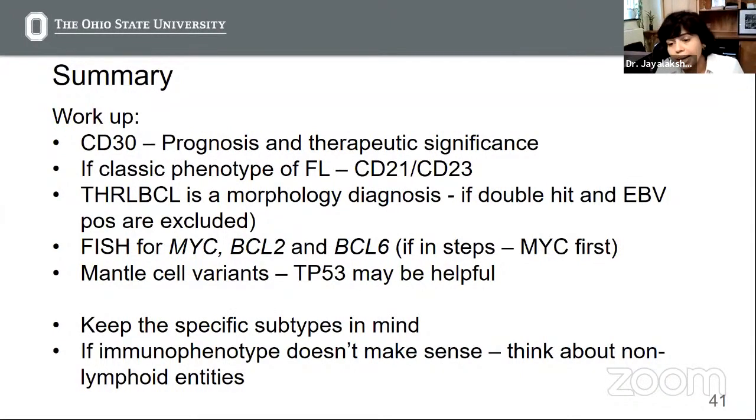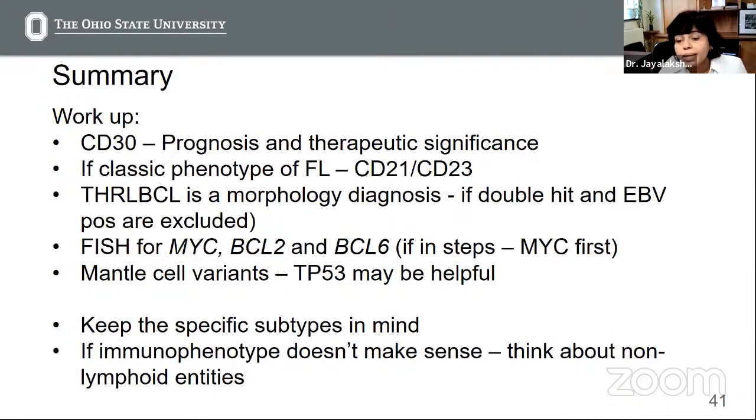If the specific entities like EBV positive diffuse large B-cell lymphoma are ruled out, T-cell histiocyte-rich large B-cell lymphoma is a morphology diagnosis. Then FISH for MYC, BCL2 and BCL6 is an important ancillary test we need to do. This can be done in one step, like do all 3 together, or do MYC first, and if it is positive, then reflex to BCL2 and BCL6. For mantle cell variants, preferably evaluate TP53, like we discussed.